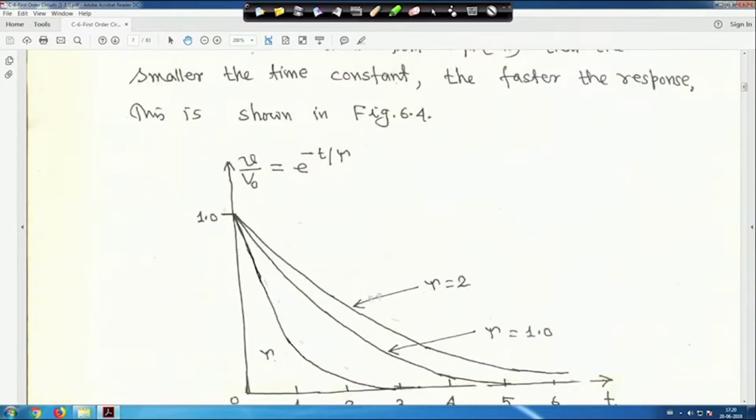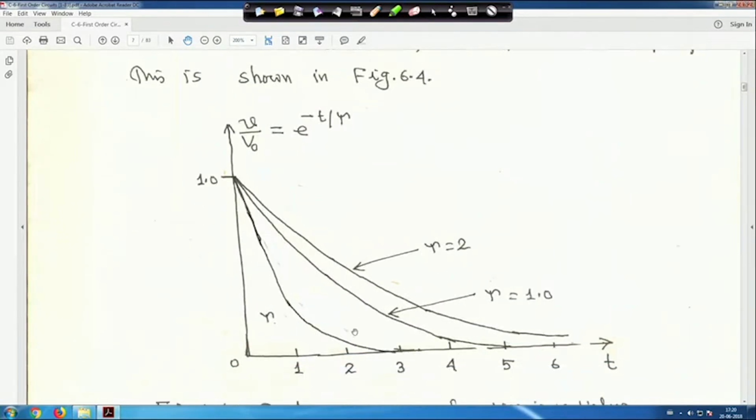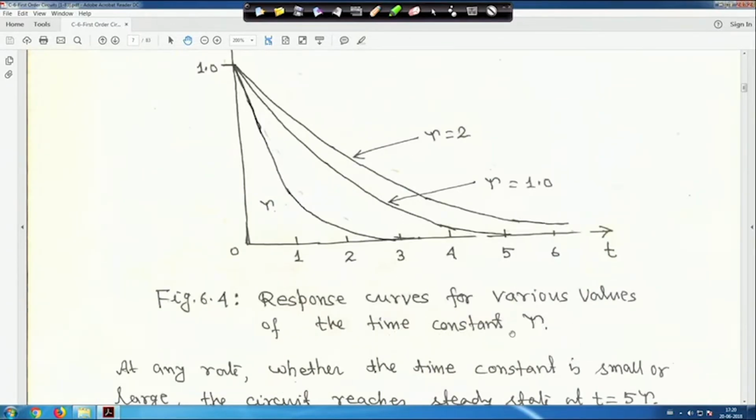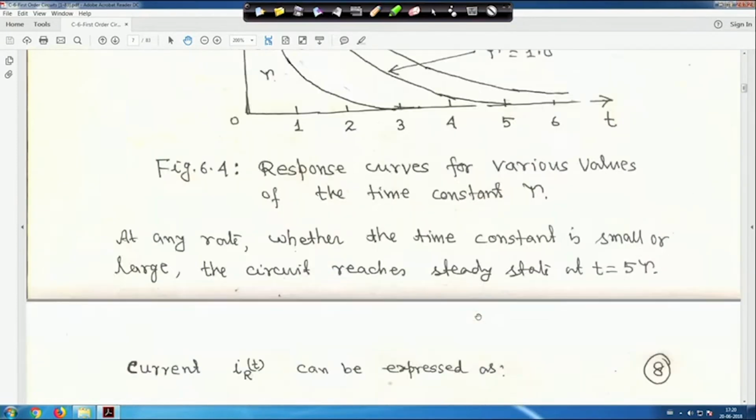When tau is equal to 2, the response is slower; when tau is equal to 1, it is much faster than tau is equal to 2. If tau decreases further, the response becomes faster, right. Here V upon V 0 is equal to e to the power minus t upon tau, the ratio taken on the y axis. So, this is the response curve for various values of the time constant tau. At any rate, whether the time constant is small or large, the circuit reaches steady state at t is equal to 5 tau, because it is less than 1% of the ratio you have taken, right.